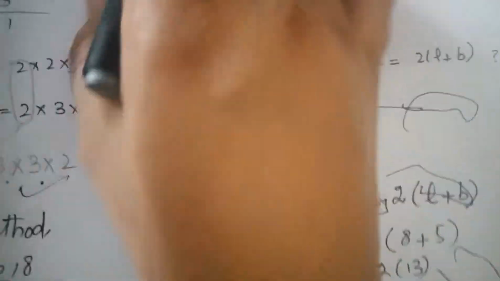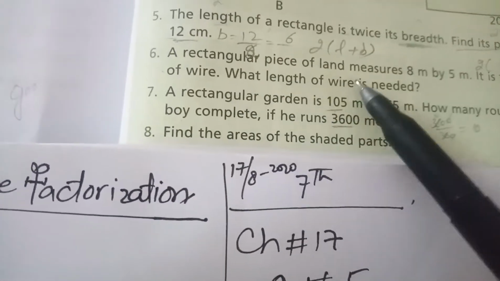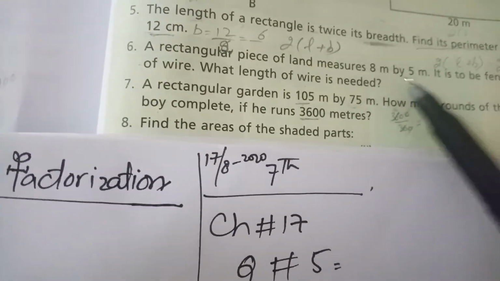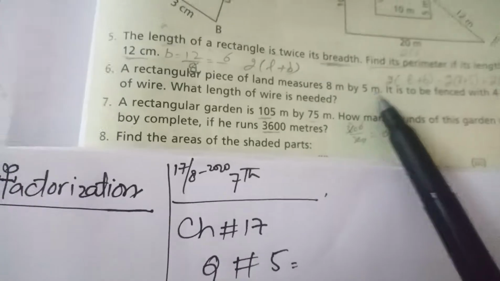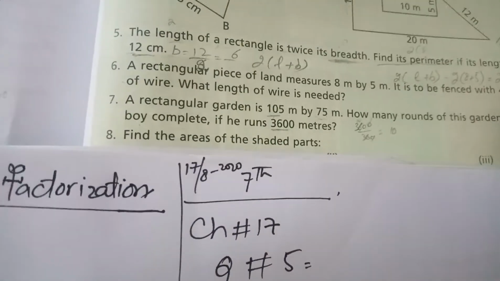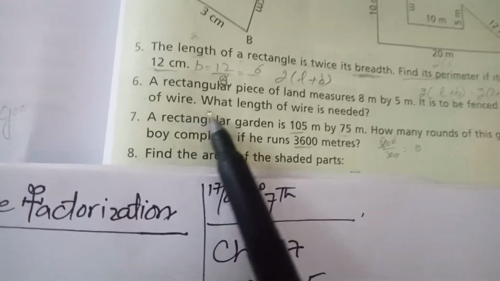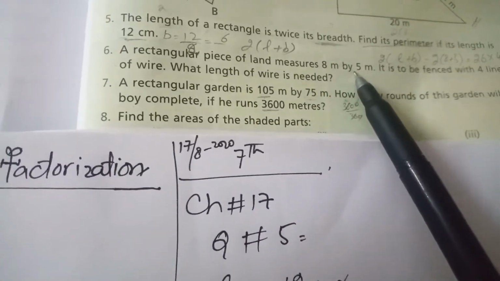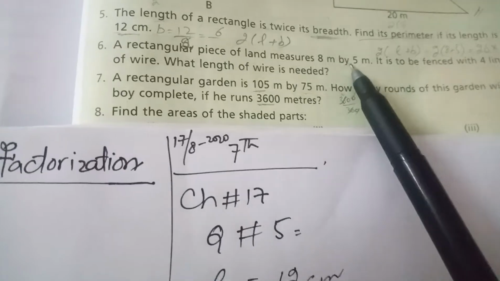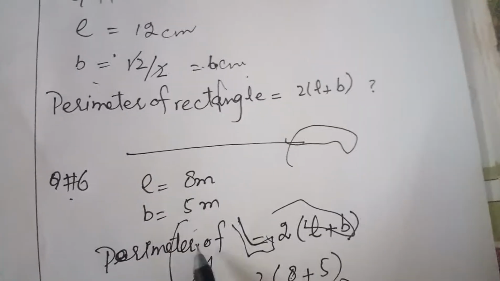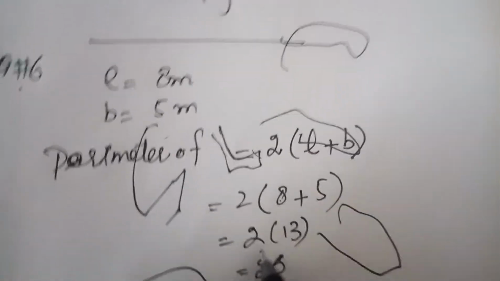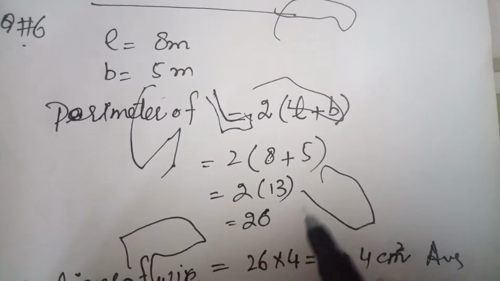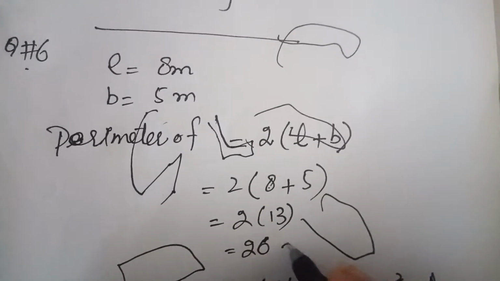The statement is: a rectangular piece of land measures 8 by 5, meaning one is its length and one is its breadth. It is to be fenced with 4 lines of wire. What length of wire is needed? First you have to find its perimeter, 2 into L plus B, that is 26 meters.